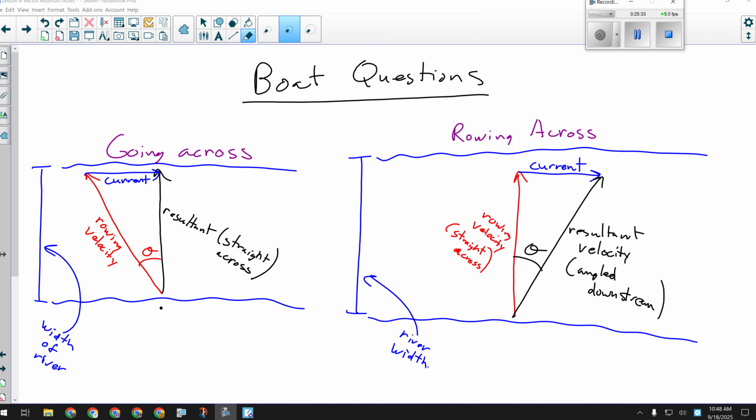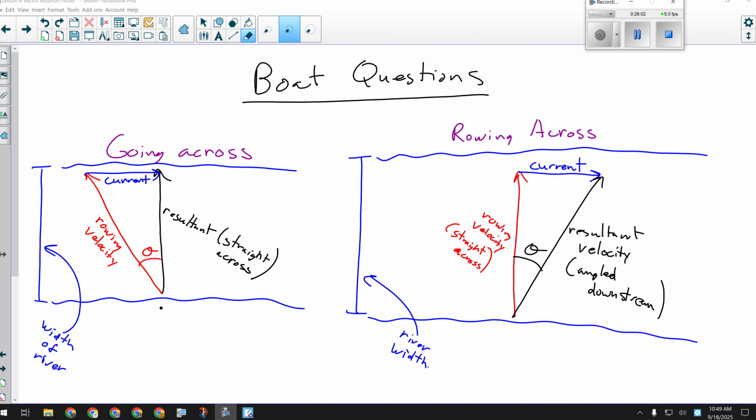In a going across question, the resultant points straight across because you're trying to end up at a point directly across from where you started. In a rowing across question, you've aimed for that point, but haven't corrected for the current, and so the resultant ends up pointing downstream at whatever angle, depending on how fast you row and how fast the river is. Everybody follow there? Okay, so that's kind of the difference.